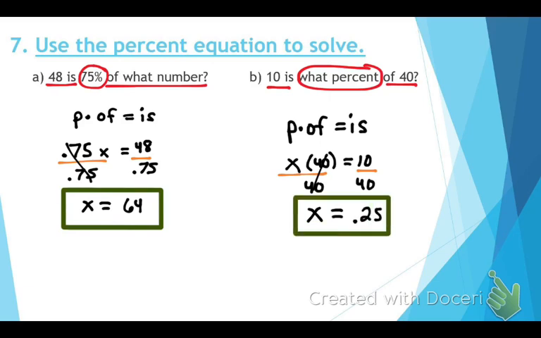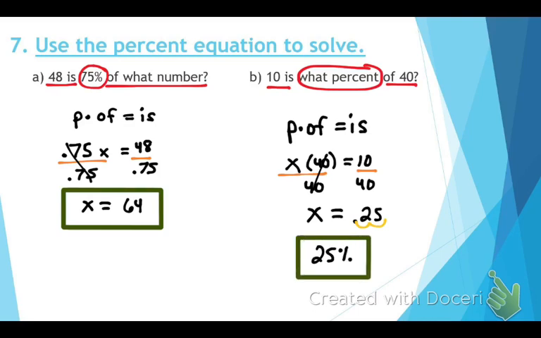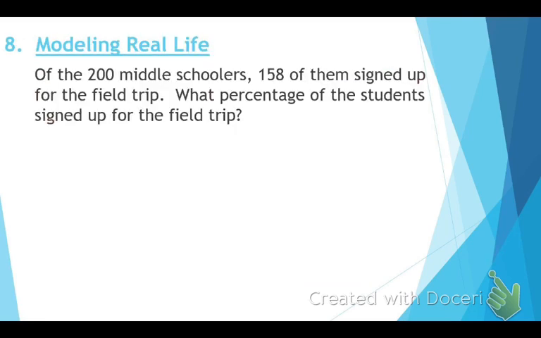Now, here's the next thing I saw a lot of people do. They said, okay, I got it. It's 0.25. But if I go back to my original problem, it says 10 is what percent of 40? So what should I do to that 0.25? We've got to turn that into a percent. So what should the answer have been? 25%. Raise your hand if you got that right the first time before I explained it. All right. Excellent.